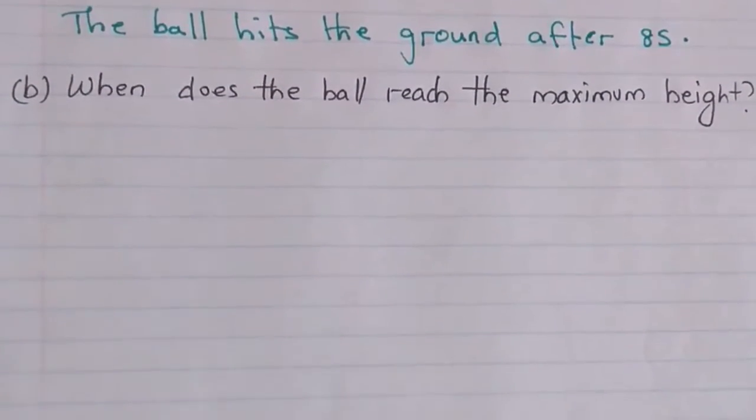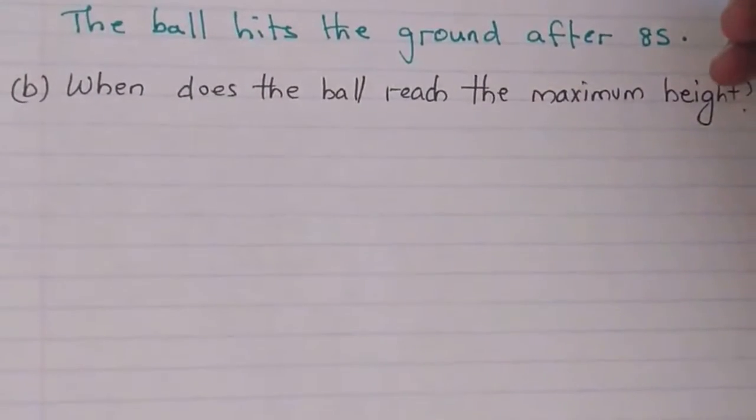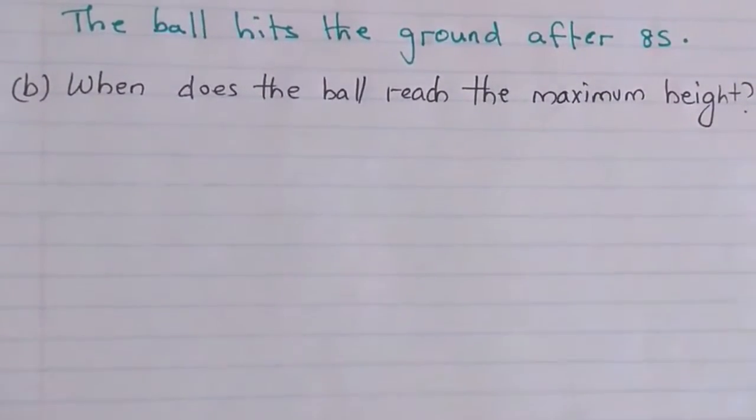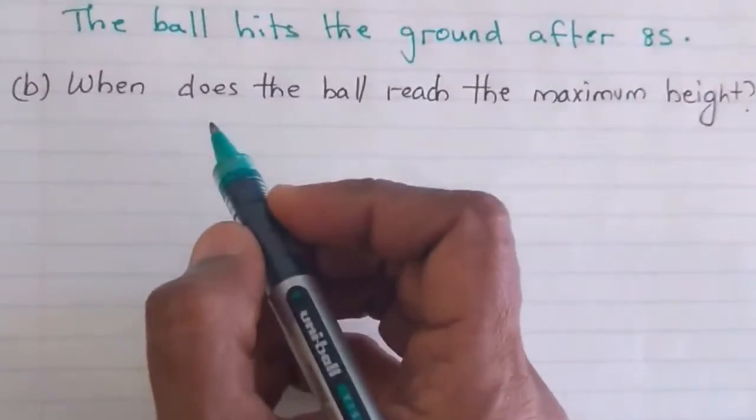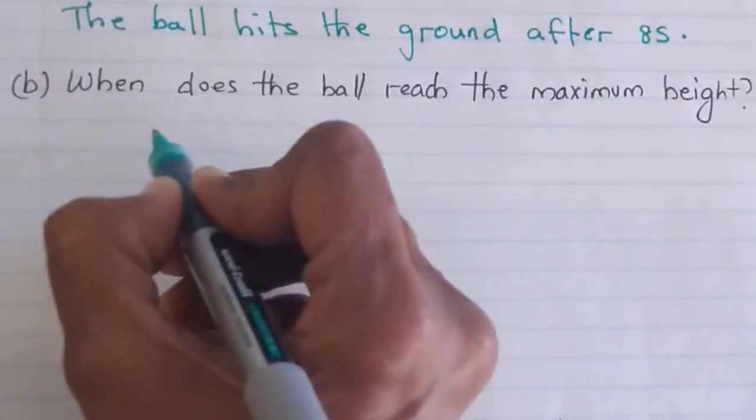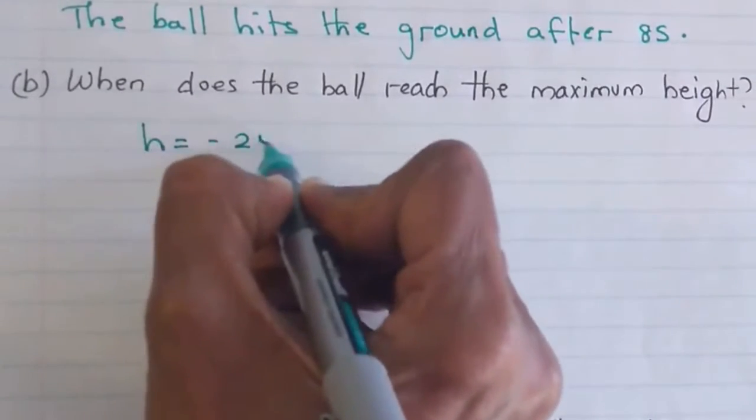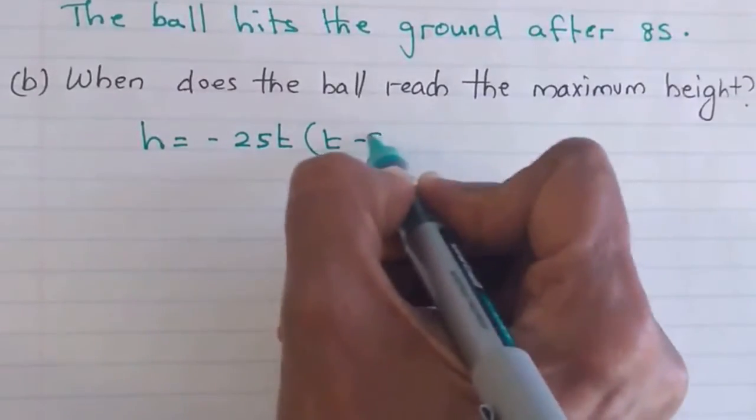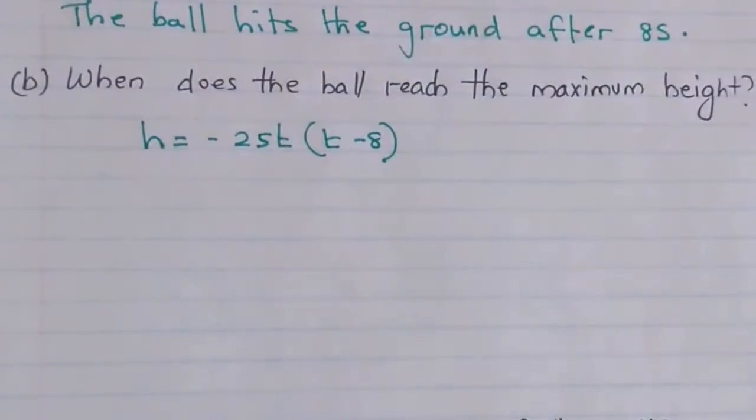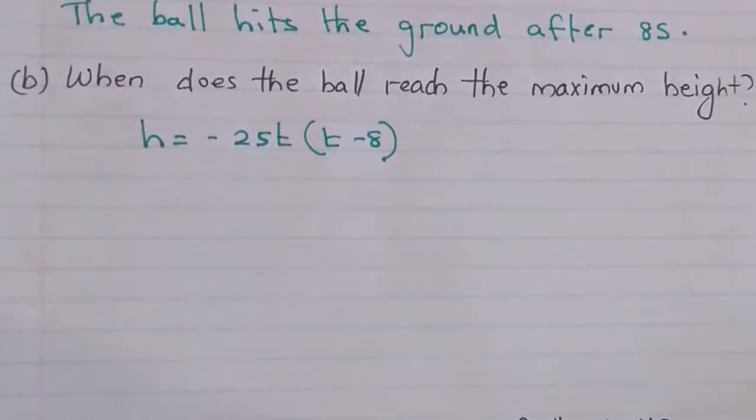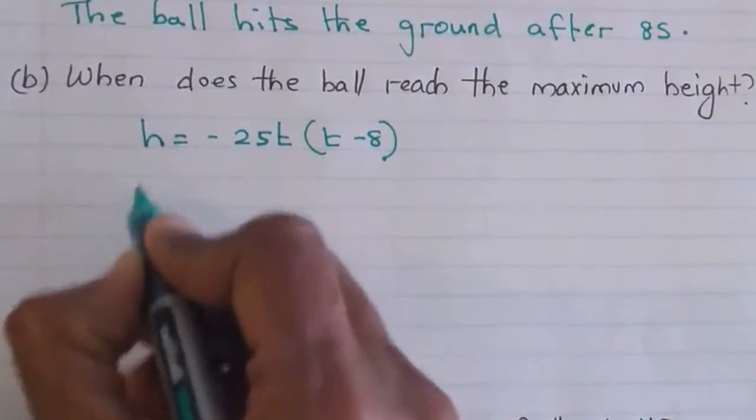Okay, let's move on to the second question. When does the ball reach the maximum height? So we want to know at what time the ball reaches this point. We're going to write the equation again. h equals negative 25t times (t minus 8). To find the time at which the ball reaches the maximum height, we need to change this into vertex form so that we can get the vertex from the equation. Let's do that.